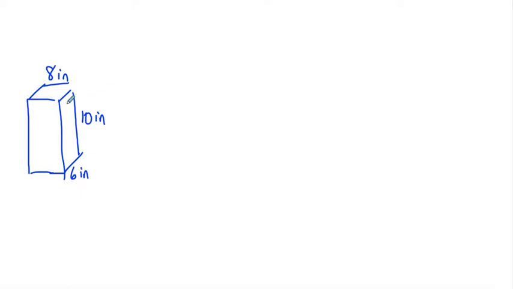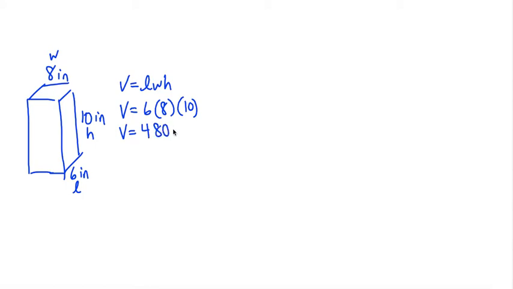So if I look at the volume of a rectangular based prism, I know that the volume is length times width times height. So my 8 inches is going to be my width. My 10 inches is going to be my height, and my 6 inches will be my length in this case. So my volume is going to be 6 times 8 times 10. And you can multiply this all in one step using a calculator. So 6 times 8 times 10 is 480. And my units are inches cubed. So anytime I have volume, it's a 3-dimensional object, so it's cubed as my units.